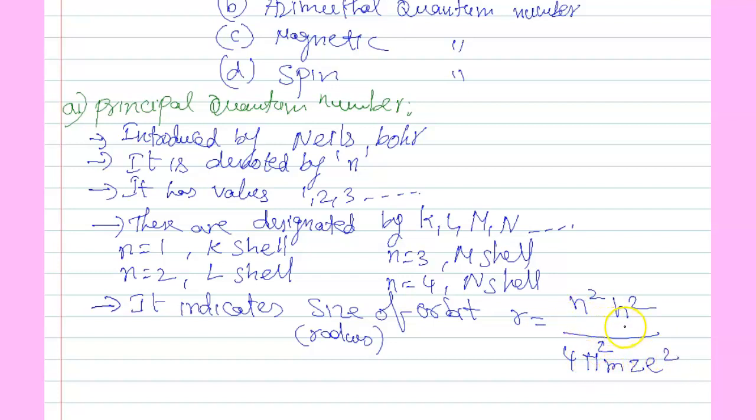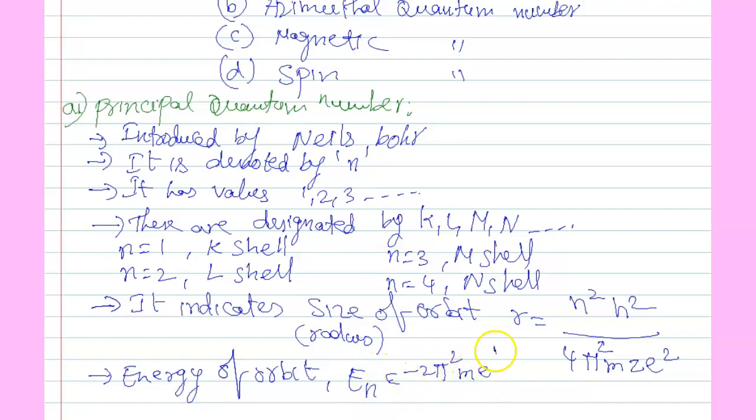n is orbit number, h is Planck constant, pi is 3.14, m is the mass of the electron, z is atomic number, e is the charge of the electron. And if n value increases, energy also increases. So it indicates the energy of orbit also. Then how to find out energy value? En equal to minus 2 pi square m e power 4 by n square h square.